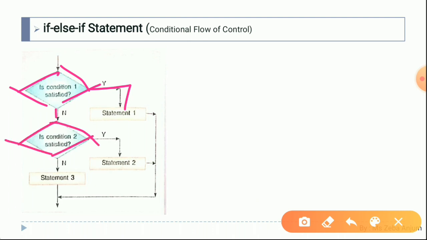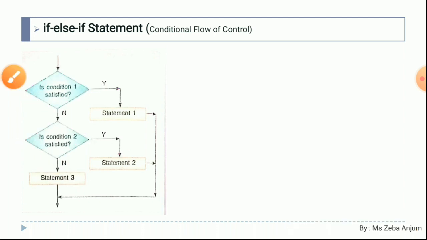Then if it's true, then your statement 2 will get executed, and if false, then your statement 3 will get executed. So basically over here you are checking the condition again and again. In the previous constructs, we are only checking our condition a single time. In the if block and in the if else block, only one condition we are providing at a single time. But in this construct we can provide multiple conditions according to our need and demand.